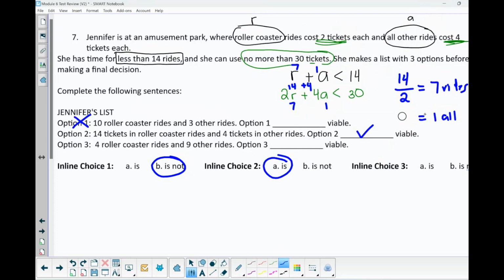And finally, we have option 3. So for option 3, Jennifer wants to ride 4 roller coaster rides and 9 other rides. So let's see if that's going to work. So we've got 4 roller coasters and 9 rides. Well, just in tickets, 2 times 4 is 14, plus 9 times 4 is 36. Well, that is definitely not going to work. So option 3 is not viable.